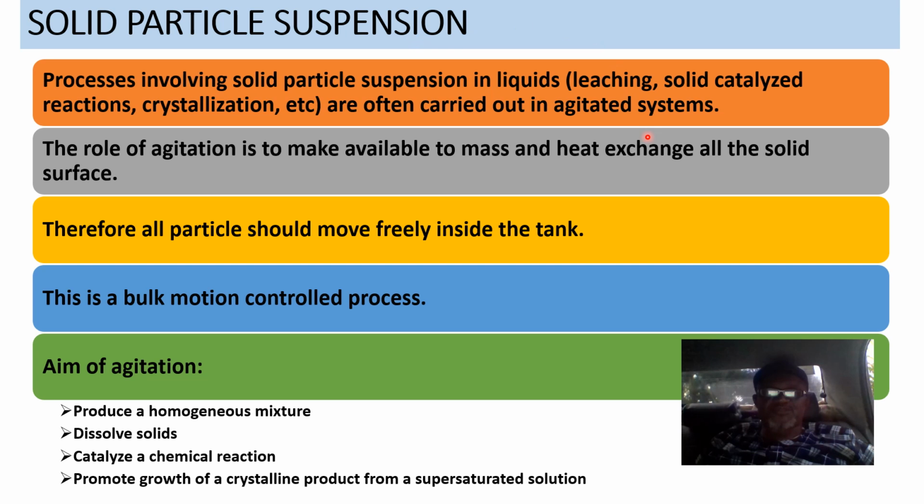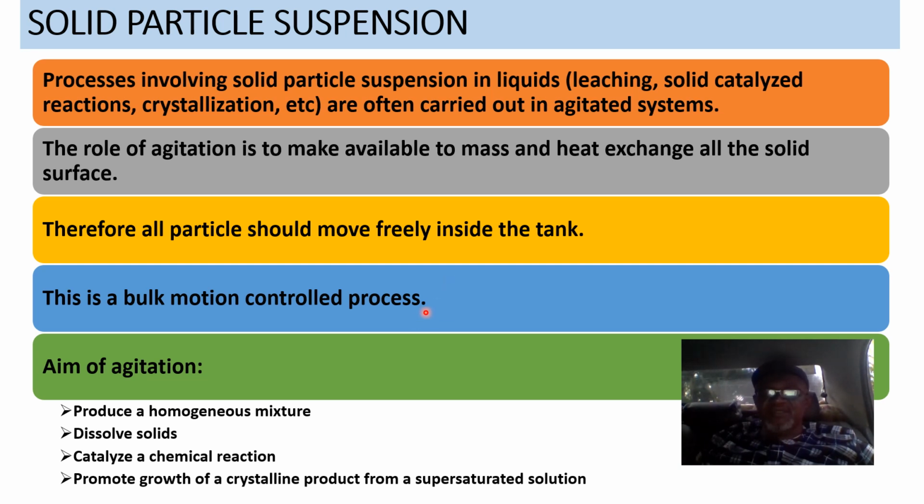So solid particle suspension. Processes involving solid particle suspension in liquids, examples are leaching, solid catalyzed reactions, crystallization. We've done crystallization in the lab, so you should be aware of that. They are often carried out in agitated systems. The role of agitation is to make the particle surface available to mass and heat exchange. Therefore, all particles should move freely inside the tank. This is a bulk motion controlled process.